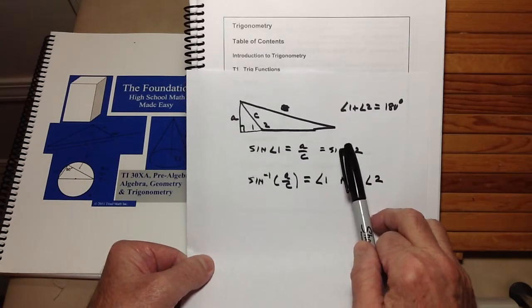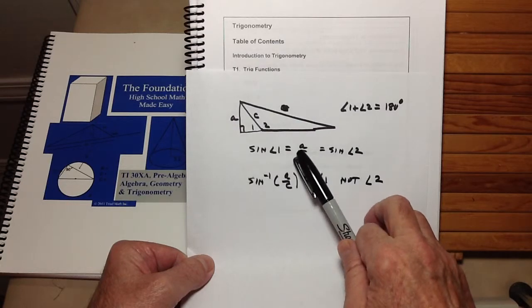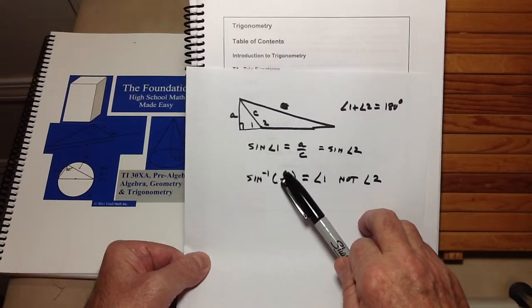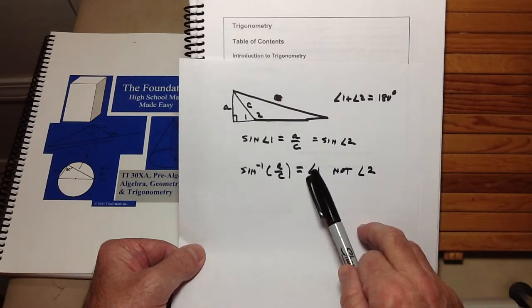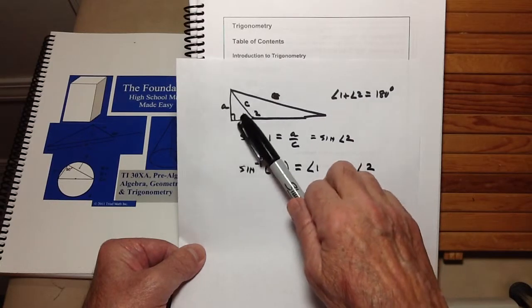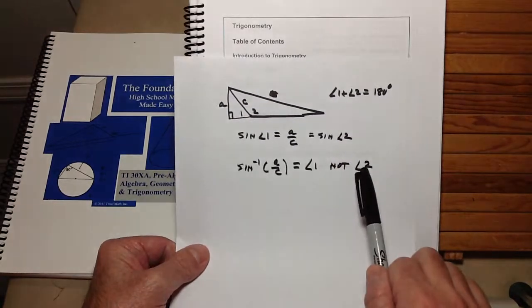Now the question becomes, suppose you knew A over C, and you wanted to know what angle it came from. Well, you take the inverse sine of A over C. The question is, are you going to get angle 1 or are you going to get angle 2? And the answer is you're always going to get angle 1, which is less than 90 degrees. You're not going to get angle 2.